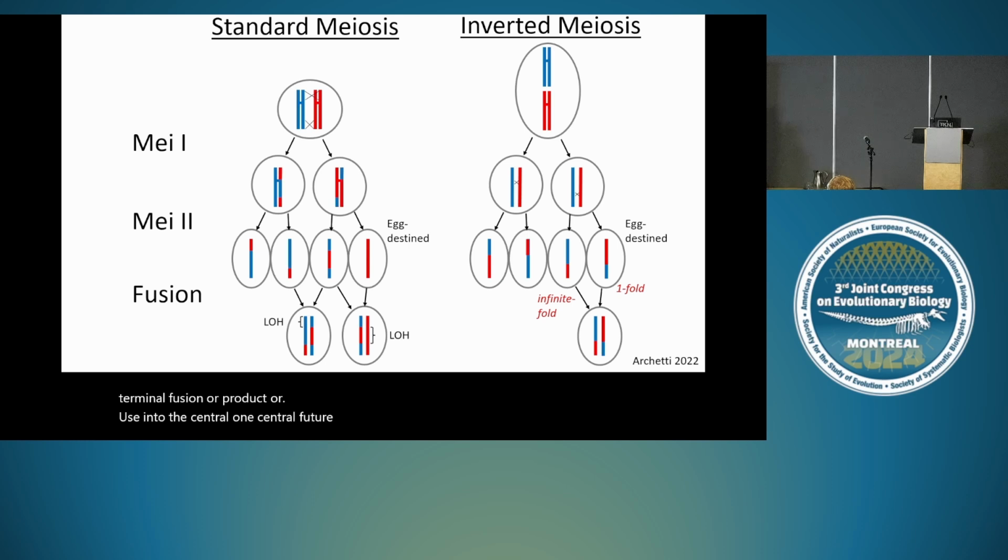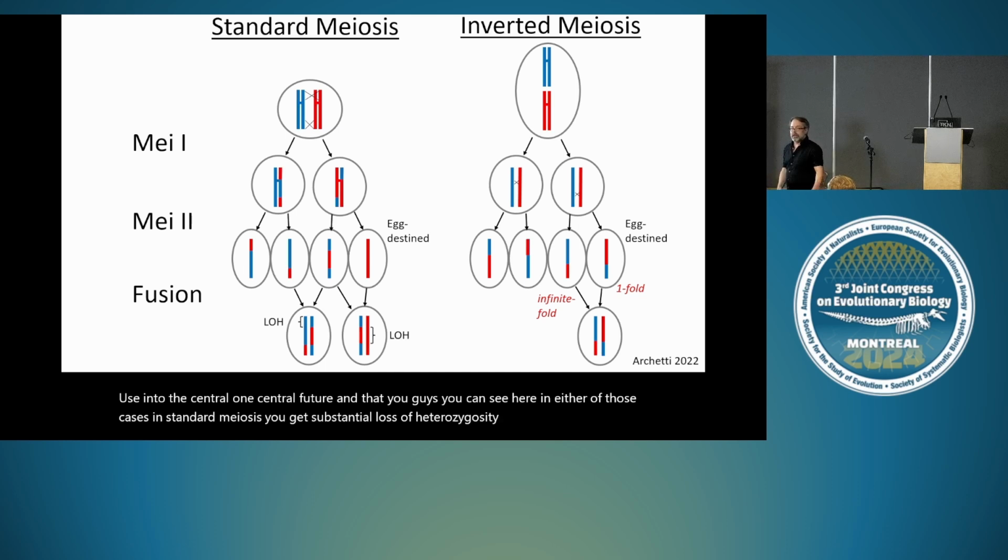And then, as you can see here, in either of those cases, in standard meiosis, you get substantial loss of heterozygosity, uncovering recessive deleterious alleles, and presumably leading to these individuals often having lowered fitness, and helping to explain the lack of asexuality, or the persistence of sex.